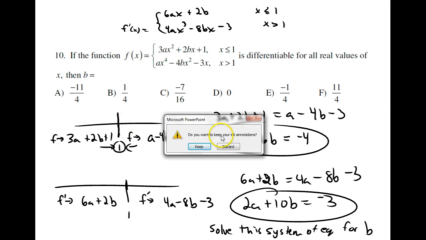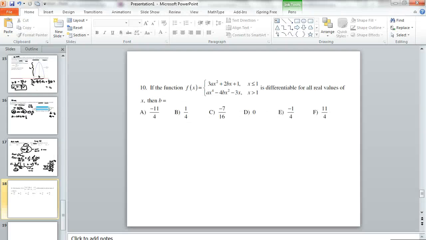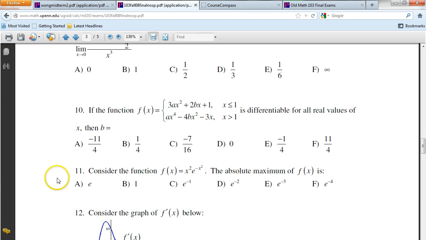Question about that? Spring 2012, number 6.